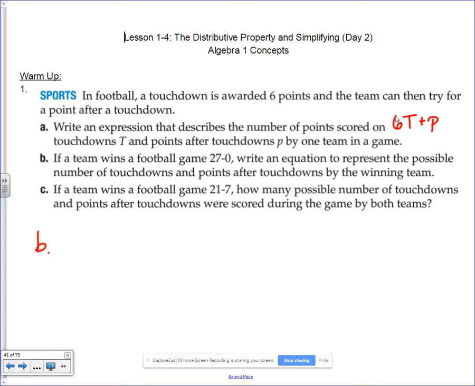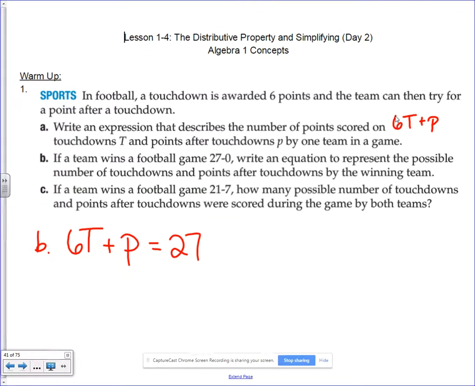So how do we represent touchdowns? How many points? 6. And how many touchdowns do we get? Don't know. What are we using? T. Plus how many points for a point after? For a point after? 1. And I'm using P. How many points do I get total? 27. How's everybody doing there?